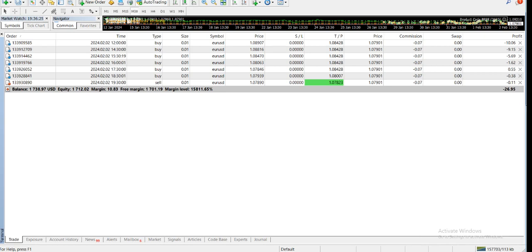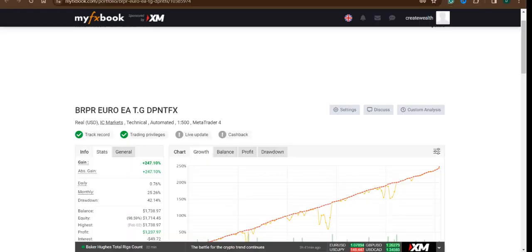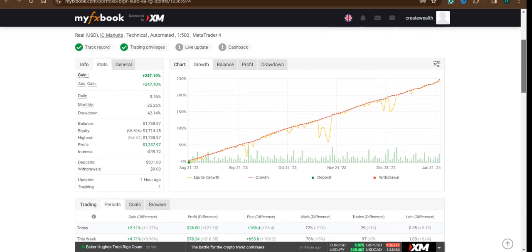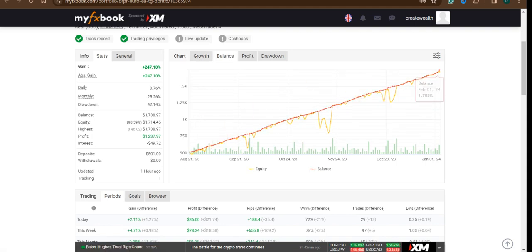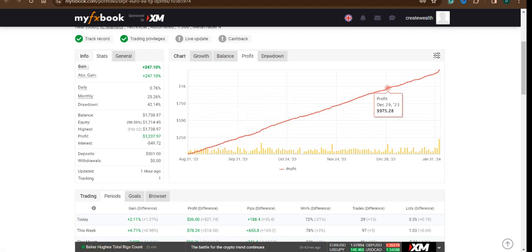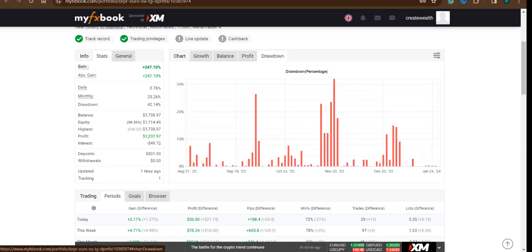Okay, and now if you would like to see my FX book statistics, then let me show you there. Just wait for a second. So here is the my FX book page, and based on the graph, it is the growth graph. This is the balance graph. Okay, this is the profit graph, and this is the drawdown graph.